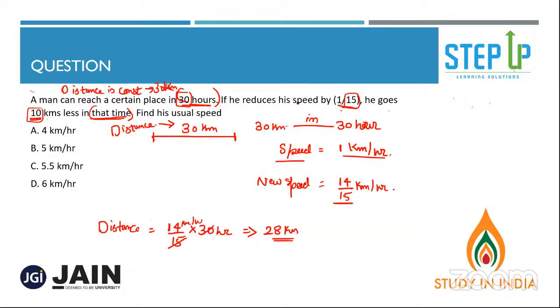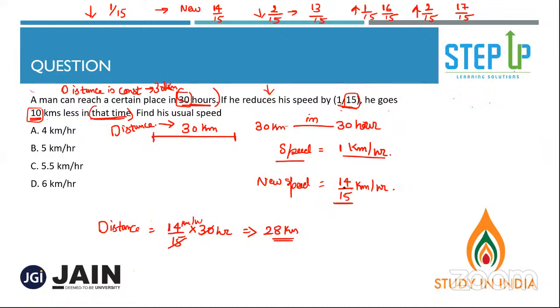Now my new speed, if he reduces his speed by 1 by 15, will be 14 by 15. If he says that he reduces speed by 2 by 15, it will be 13 by 15. If he says that it is increased by 1 by 15, then you need to add. Had it been increased by 2 by 15, we would write 17 by 15. So if he reduces, subtract 1 from 15, it will be 14 by 15.